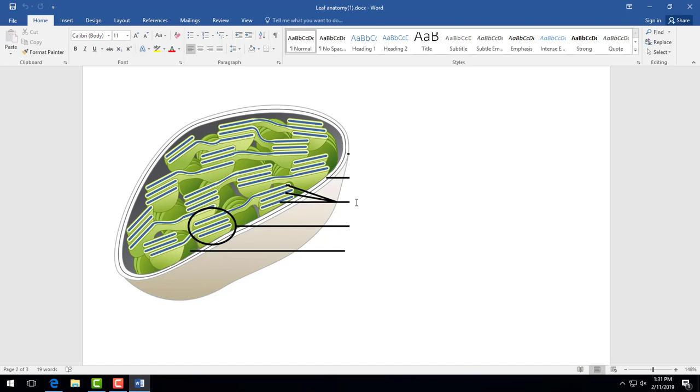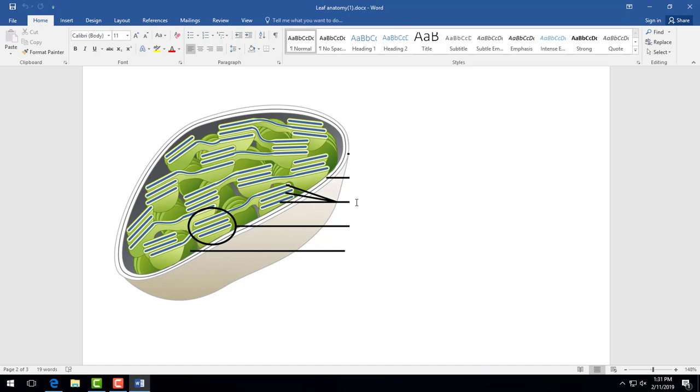And then a stack of thylakoids we call a granum, G-R-A-N-U-M, a stack of thylakoids. So you could probably predict there's going to be a diagram on the next test where you have to label all these good things. So it's a lot of vocabulary, just practicing with the terminology. A stack of thylakoids is a granum.